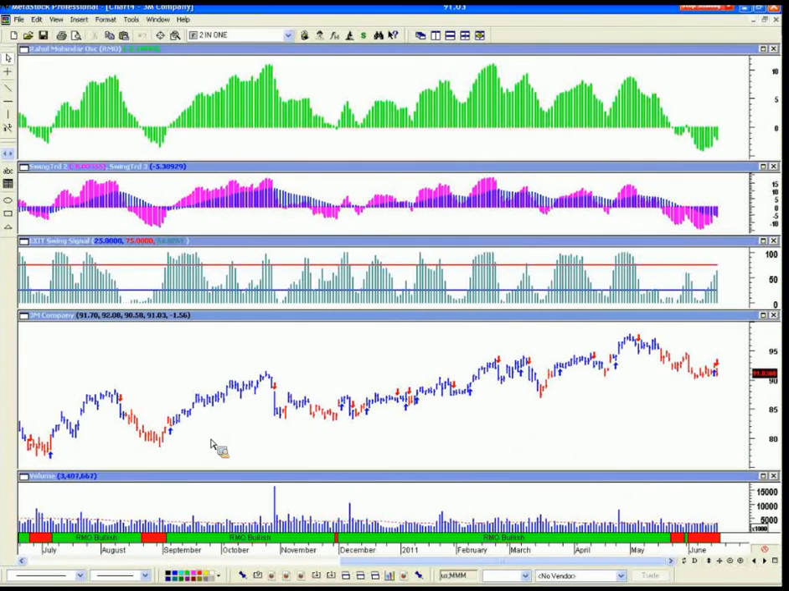Let's look at 3M real quick. And I'm sorry, I wish I had time to actually look at it in a little bit more detail. But I will show you very quickly how to get a free trial if this is something that you like. Okay, let me go ahead and open this up for you.